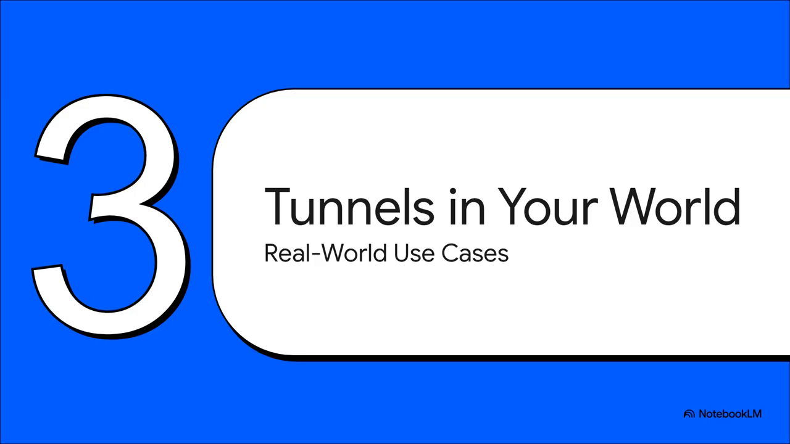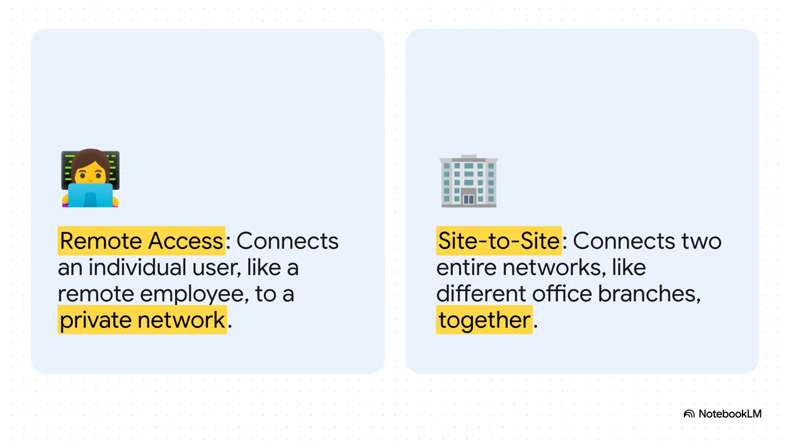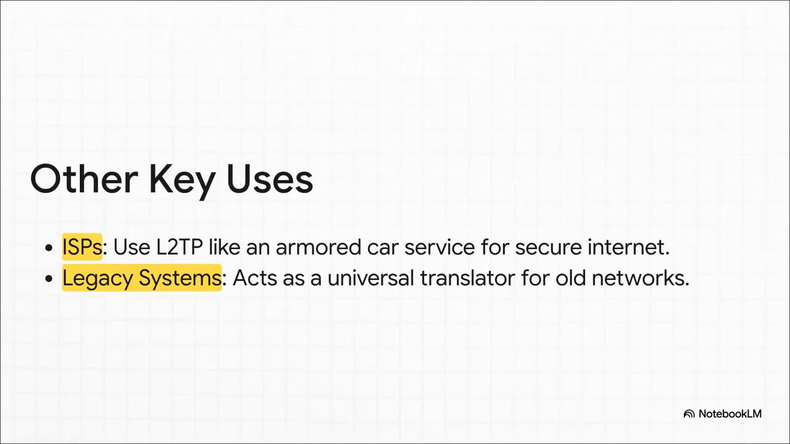Okay, this all sounds great in theory, but where do these digital tunnels actually pop up in the real world? Well, you might be surprised. You've probably used them a lot more often than you think. The two biggest use cases are for remote access and site-to-site connections. For remote access, think about an employee working from home. L2TP gives them something like a special hotel keycard, granting them secure access to the company's private network. For site-to-site, imagine a company with offices in, say, New York and London. L2TP builds them a private subway line directly connecting their two networks, keeping all that company chatter completely off the public streets.